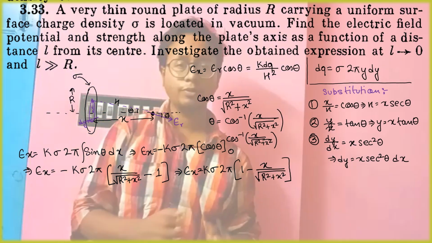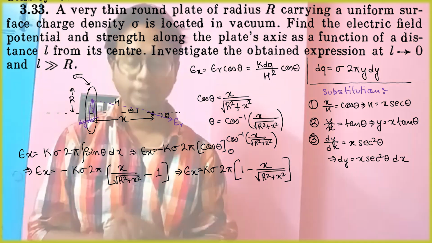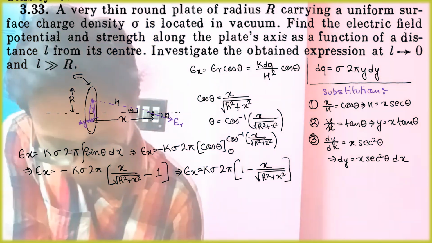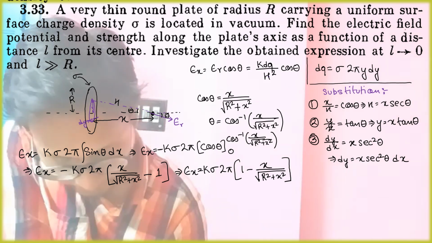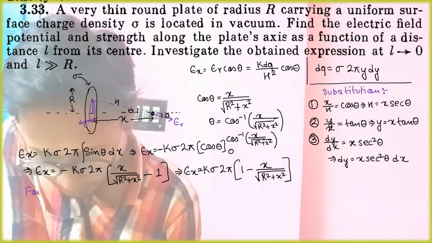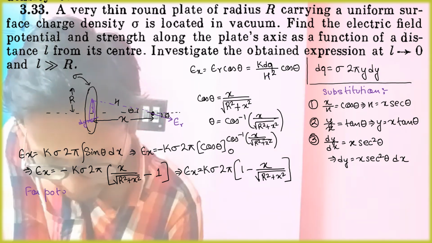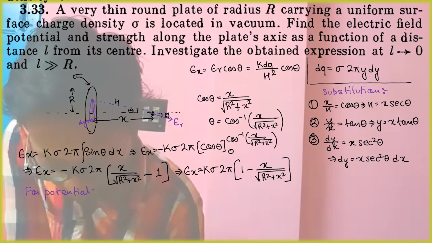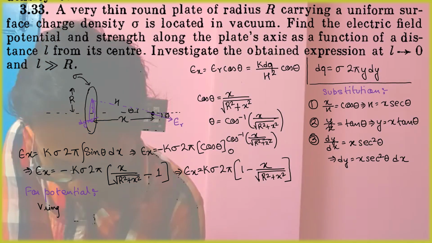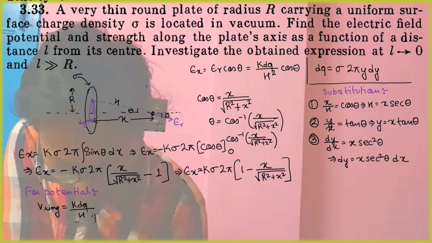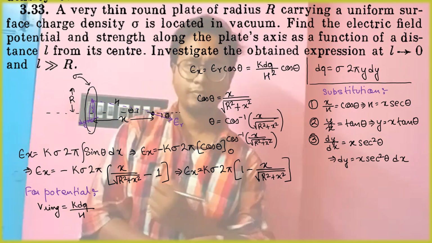Now what we'll try to do? We'll try to find out the potential. So for potential due to ring, potential due to ring is nothing but K dq by hypotenuse, isn't it?